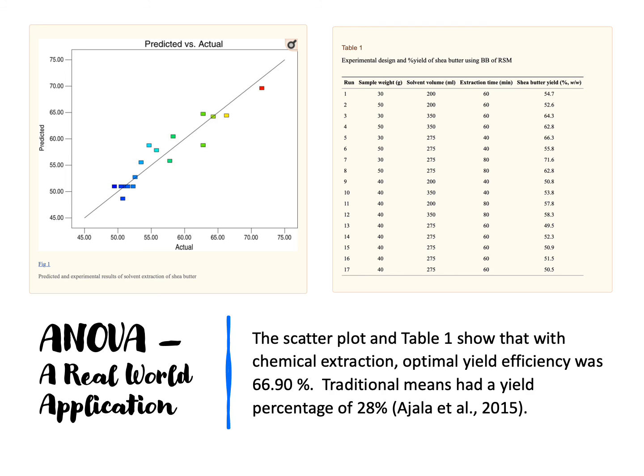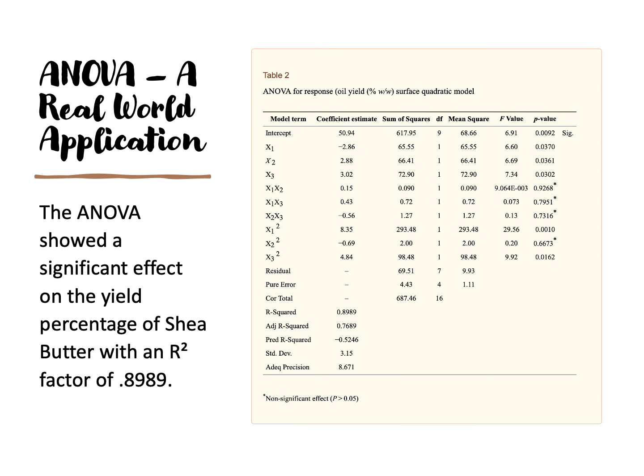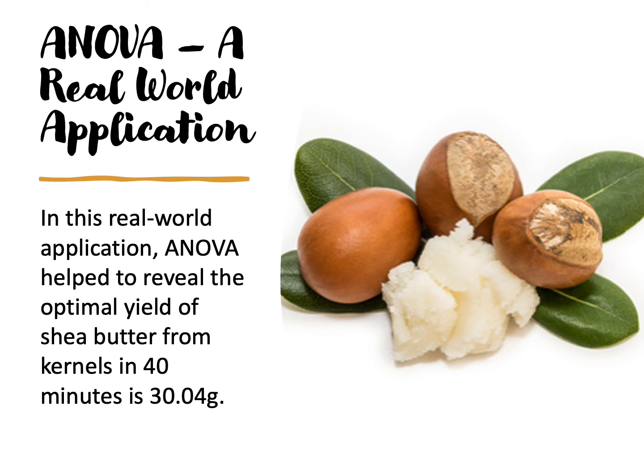As the scatter plot and Table 1 show, with chemical extraction, the optimal yield efficiency of the shea butter was 66.90% in 40 minutes. Traditional means had a yield percentage of 28%. The ANOVA showed a significant effect in the yield percentage of shea butter with an R-squared factor of 0.8989. In this real-world application, ANOVA helped to reveal the optimal yield of shea butter from kernels in 40 minutes is 30.4 grams.